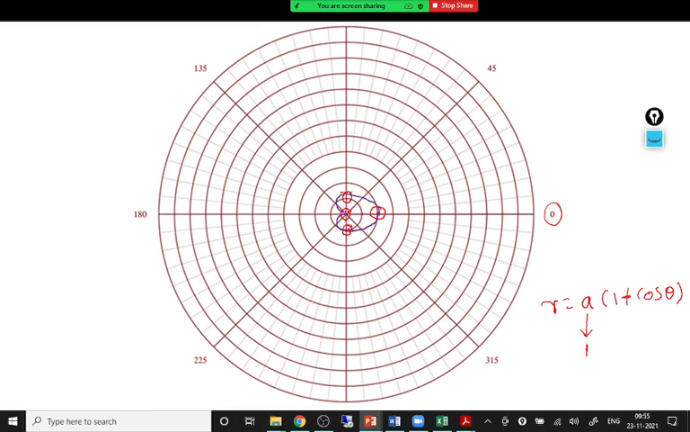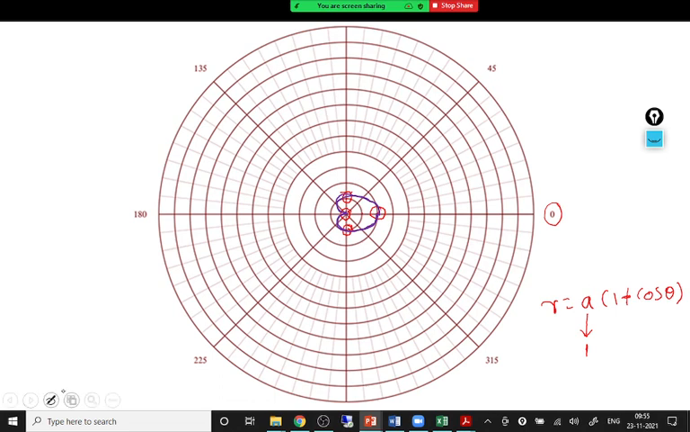So this is a heart-shaped curve on the right side. So it is a right-hand cardioid. Are you getting it? Right now a is taken as 1. Actually a can be anything, so someone may draw this curve, and someone may not like this curve.